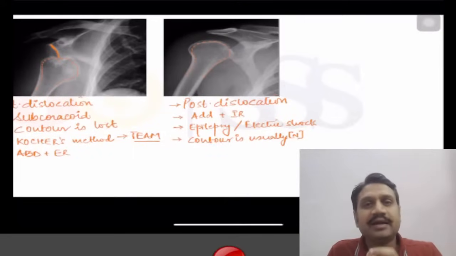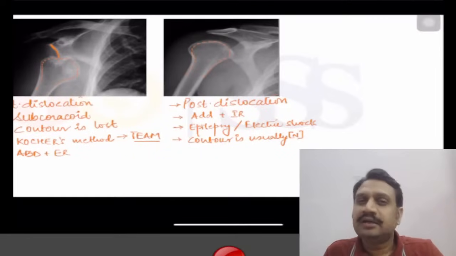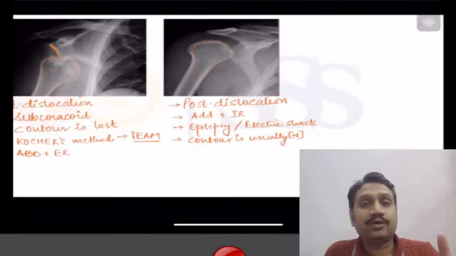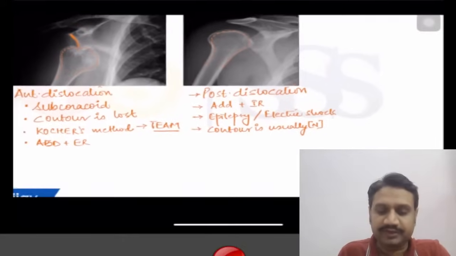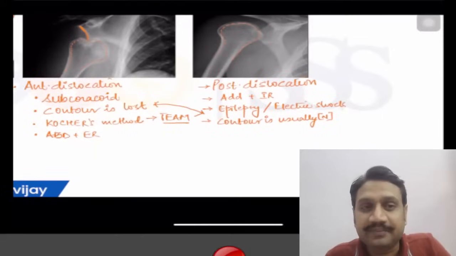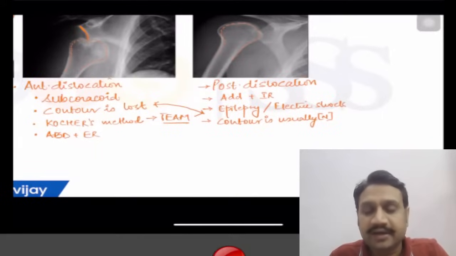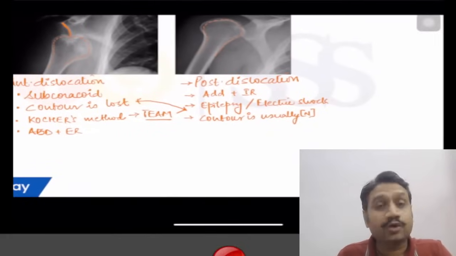He fell down and now he has been stabilized. Vitals are stable. Patient is okay, comfortable, but he is not able to mobilize the shoulder, right? And contour of the shoulder is normal. Okay, so in posterior dislocation, do remember that is a very important difference between these two. In anterior dislocation, the contour has to be lost, and in posterior one, it has to be usually maintained, right? So adduction, internal rotation, epilepsy, electric shock, okay, and contour is normal.